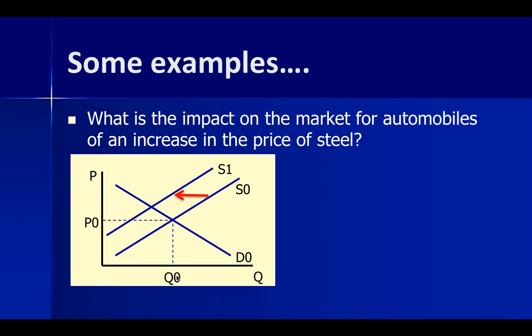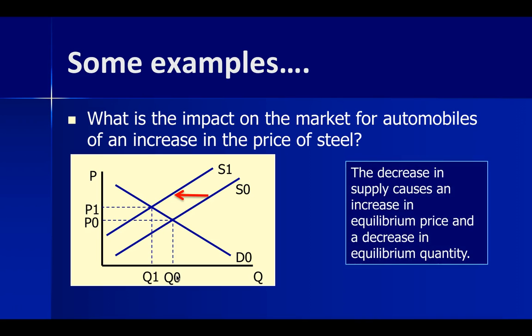And finally, what impact will that have on market equilibrium price and quantity? The new market equilibrium is going to be at a higher price and a lower quantity than before. So what's the impact on the market for automobiles of an increase in the price of steel? Supply decreases, that is, the supply curve shifts to the left, and equilibrium price rises and equilibrium quantity declines.